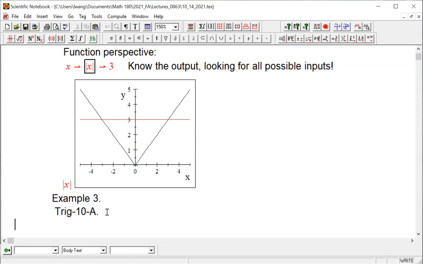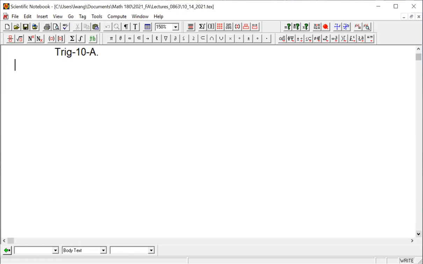In trig 10a, we have many questions. Okay, I'm going to pick a question that is a little bit unusual, just to illustrate this fact. For example, I'm going to use cosine x equals a quarter.